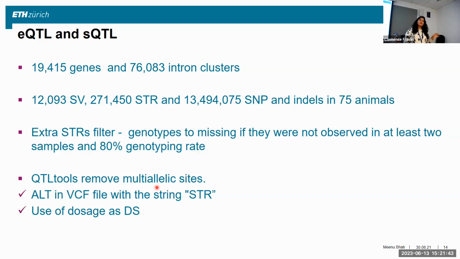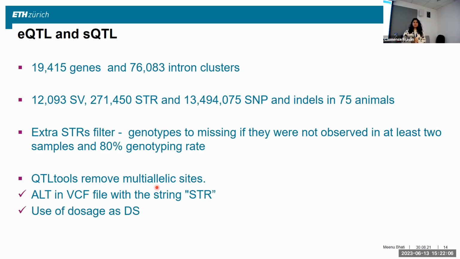So what we did, we only keep those genotypes which were observed in at least two animals; otherwise, we replace them with missing. And then we only keep those sites which were at least 80% genotyped. And we perform eQTL and sQTL.